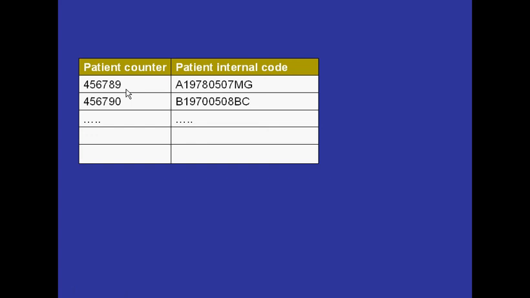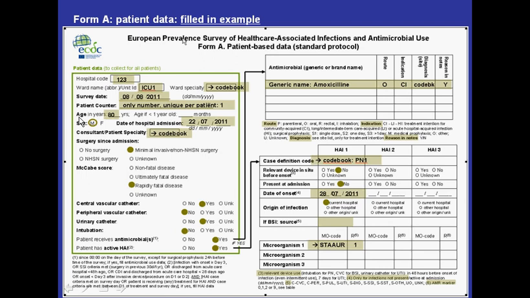Either you give the patient a patient counter when you are doing data collection and you write this on Form A, but you also keep a list. Or you will write down the patient internal code and you will not yet make a patient counter, but will make this at the moment you are doing data entry. When you are doing data entry, you will then also need to create a list that combines patient code with patient counter. We filled our example for an 80-year-old male that was admitted the 22nd of July 2011.